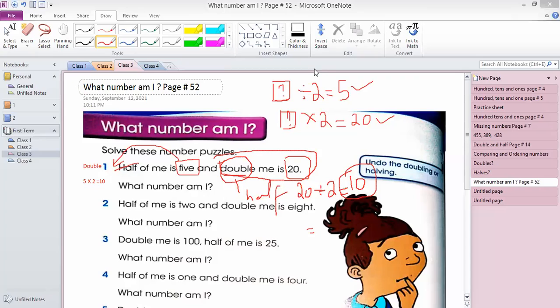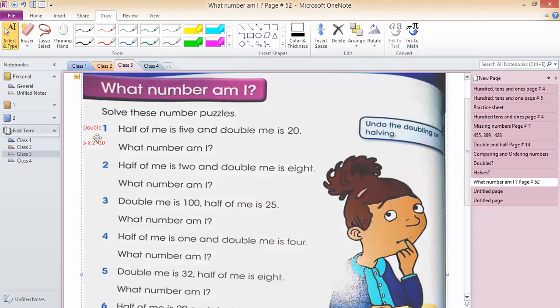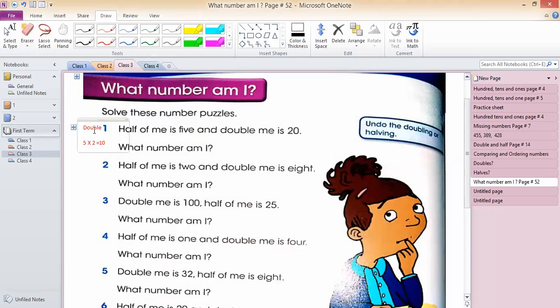All right, guys. So how do you have to solve it in your notebook? I will tell you the easy way, with a solution, how you have to complete it in your notebook. Half of me is 5. So this is half, and you will find out the double. How to find double? 5 multiplied by 2 equals 10.